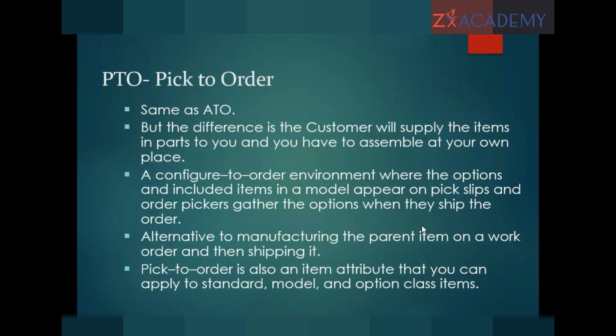Let's move on to the PTO side now. PTO is again the same as ATO, but the difference is the customer will supply the item in parts to you and you have to assemble it at your own place. Like sometimes we order something, anything like a table or chair. It is sometimes difficult for them to send it as a whole, so they will send you different parts, and you have to assemble it at your own place. Those items will act as PTO items for you.